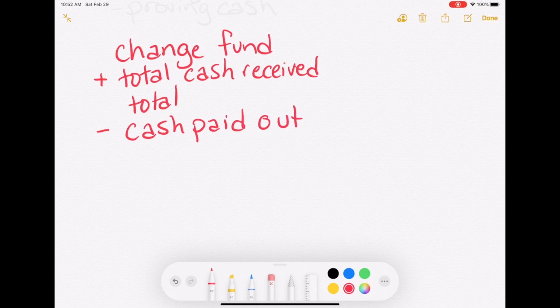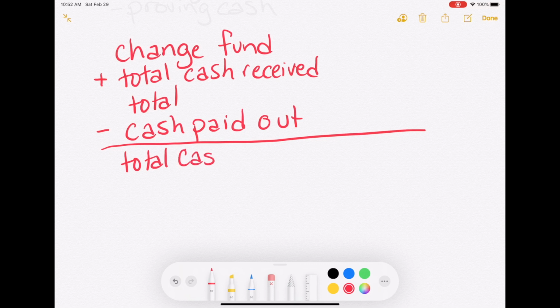From these numbers, you will get the total that should be in the drawer. If you've done everything right, then this is the amount that should be in the drawer. But we all know that mistakes are made, and so that number might be a little bit different. So from there, you will physically count the cash that is in the drawer, and you will get the cash actually counted.